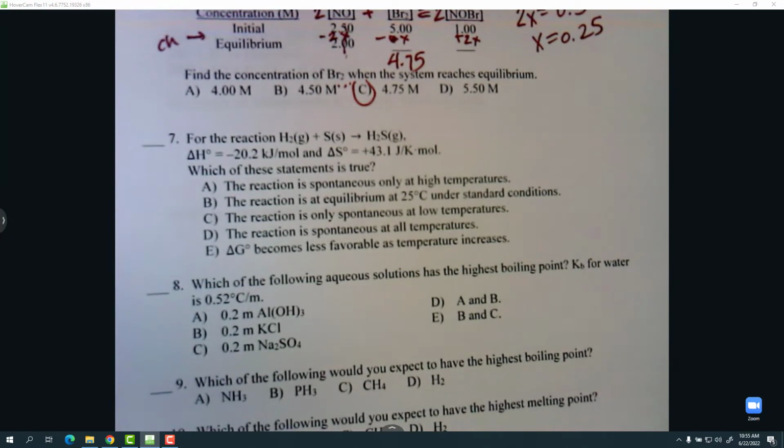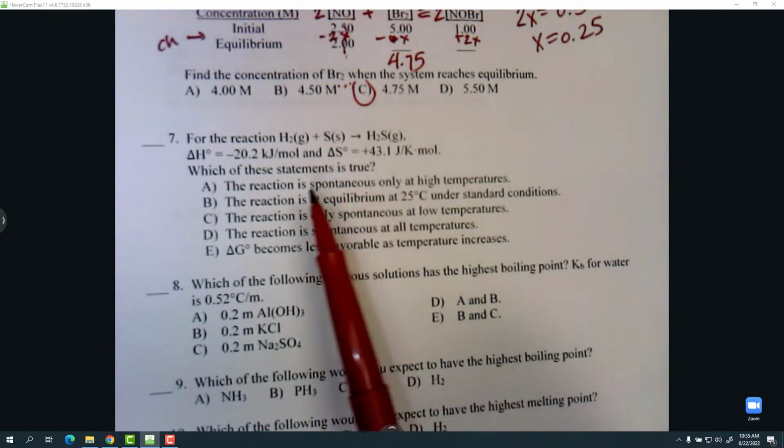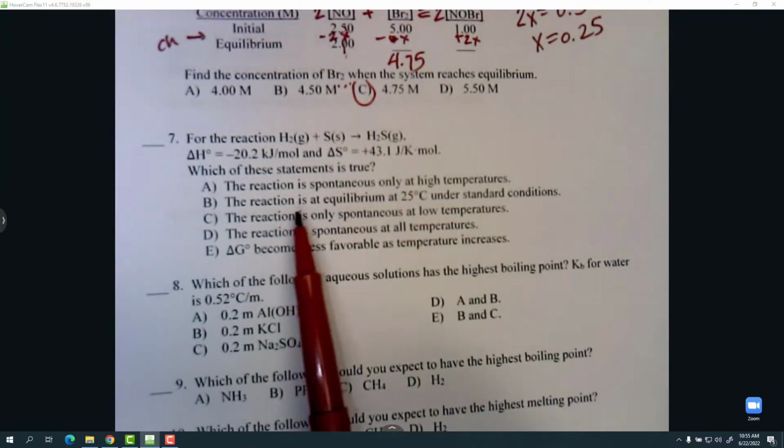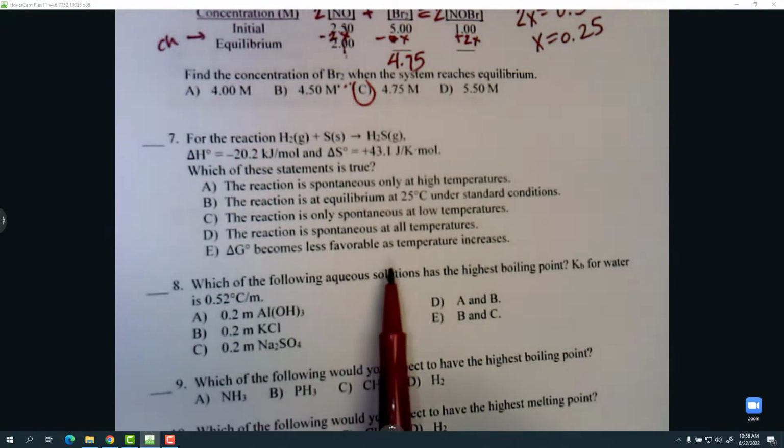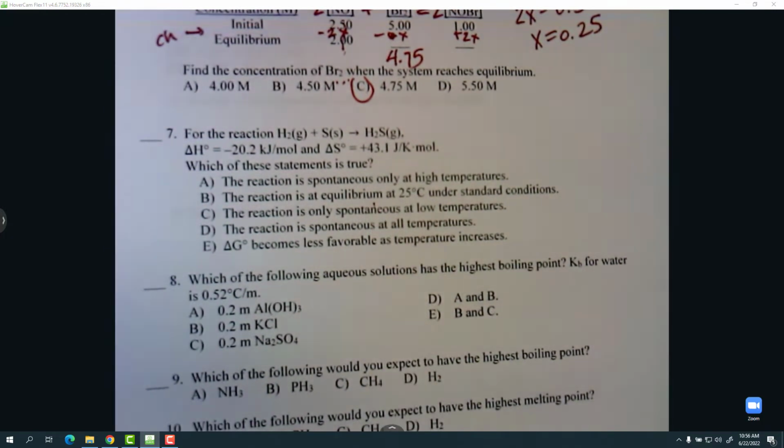All right, for this reaction, delta H is this, delta S is this. Which of these statements is true? And it says they're all about like when is it spontaneous? Spontaneous at high temperatures, at equilibrium at 25, spontaneous at low temperatures, spontaneous at all temperatures, or delta G becomes less favorable as temperature increases. So that's also something about spontaneous. This one would be quite a coincidence. I could figure that out if I narrow it down to none of the others make sense.